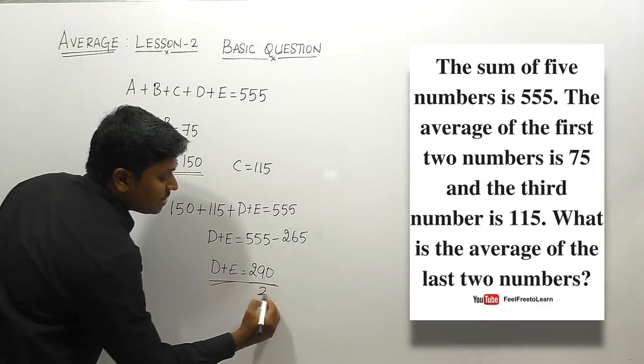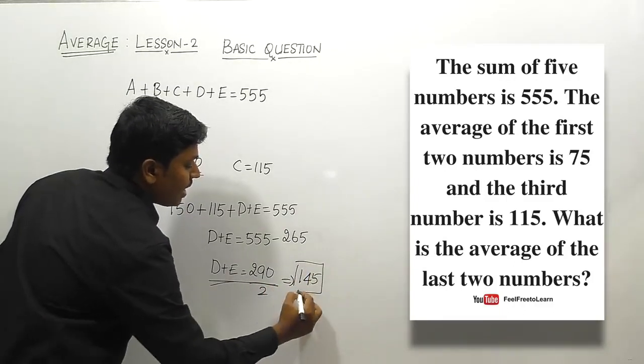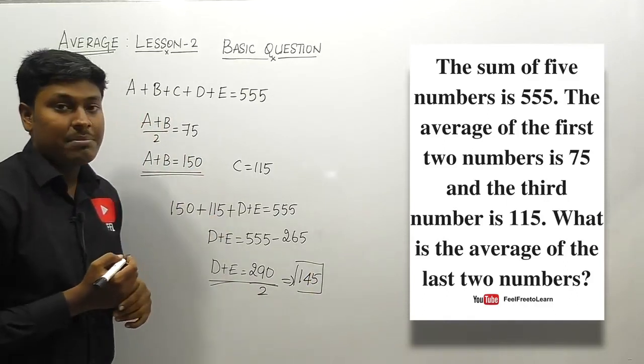So because of average divided by 2, we can say that 145. So finally the average of last two numbers will be 145. That is the answer for question number 8.